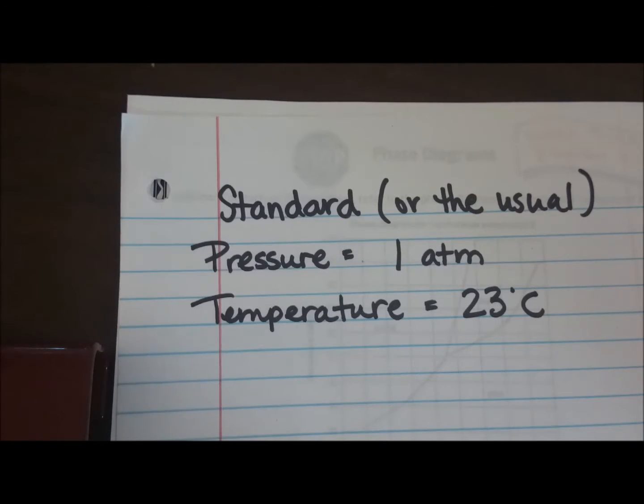Before we get started, we need to know what a standard or the usual temperature and pressure is. The normal pressure that we have right now is 1 atmosphere. ATM is short for atmospheres, so 1 ATM. And normal temperature, just room temperature, anywhere from like 72 to 74 degrees or so, is 23 degrees Celsius. So keep that in mind, take that note, and you'll need to know that for some of the questions that we're going to do.